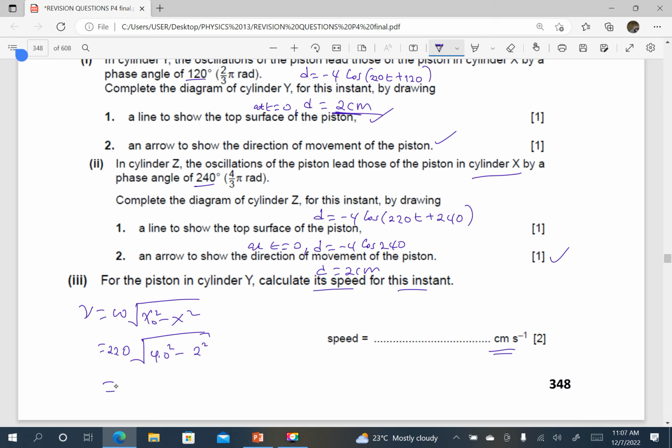So from my calculator, this is 760 centimeters per second. It's actually 762, but I just wanted to write two significant figures. 760 centimeters per second. I think this is enough for part 2. I would like to stop here for part 2.